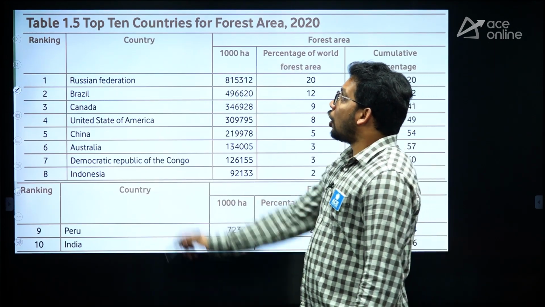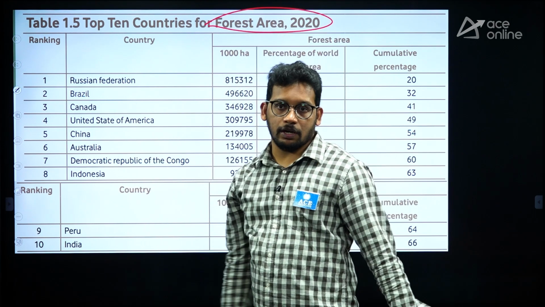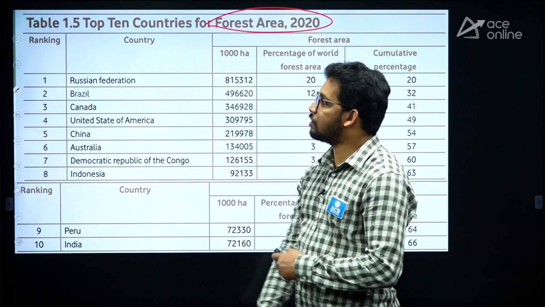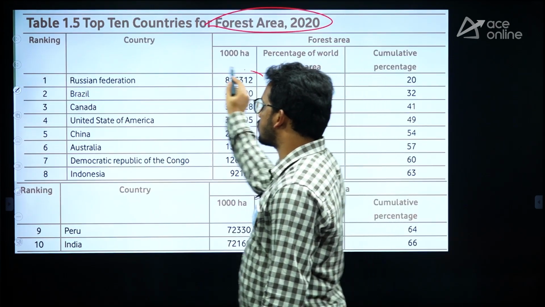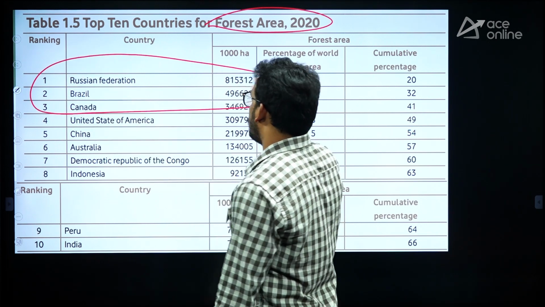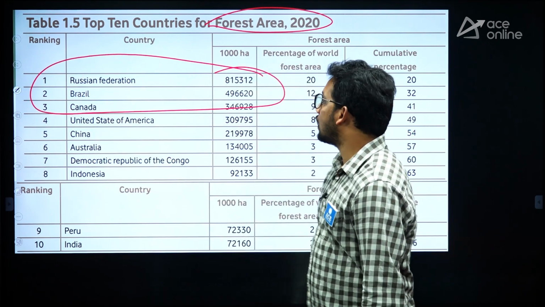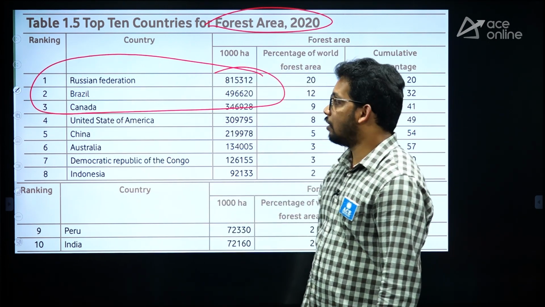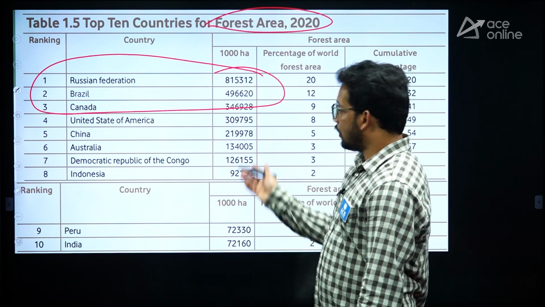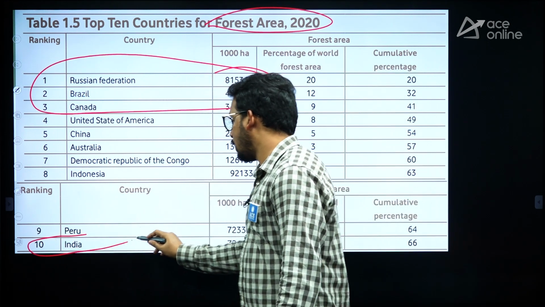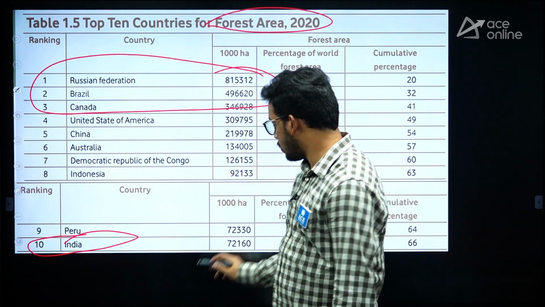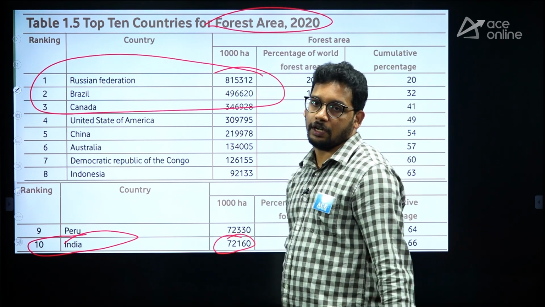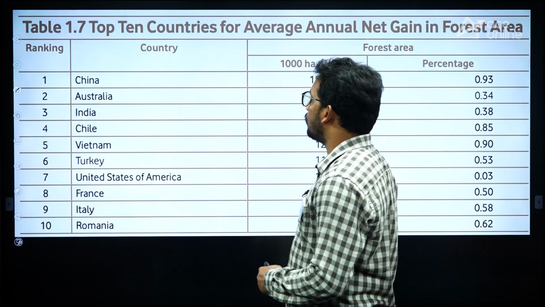Next, top 10 countries of forest area. Here we have seen the continents, the regions. Now top 10 countries. So first three you have to remember: Russia, Brazil, Canada have the highest forest area. Russia, Brazil, Canada. Then you have to remember India's rank also. India is at the 10th place in terms of the total forest area, right? So this is also important.